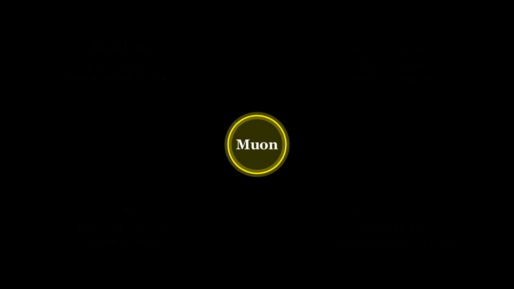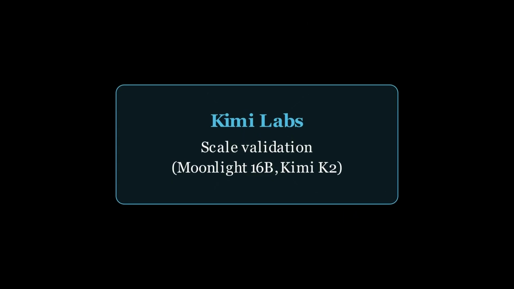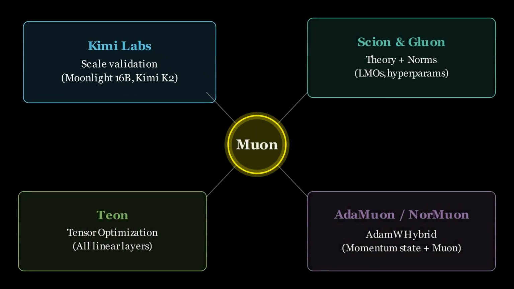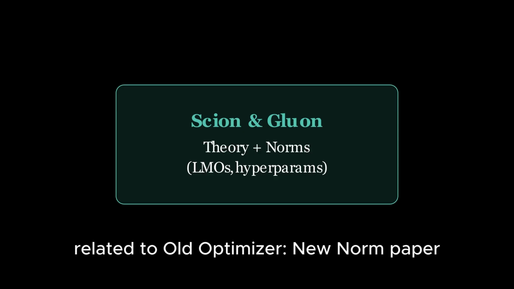Here are some example papers in the Muon ecosystem. First, Kimi Labs published two different papers which validate the performance of Muon at large scale, with their Moonlight 16 billion parameter mixture of experts and in actual production with their Kimi K2 model. And they use some additional important tweaks that allow it to work at large scale and also to reuse AdamW hyperparameters. Scion formalizes the use of linear minimization oracles in Muon and develops updates for several choices of norms with considerations for hyperparameter transfer. And it's closely related to the precursor paper, Old Optimizer, New Norms: An Anthology by Bernstein and Newhouse.